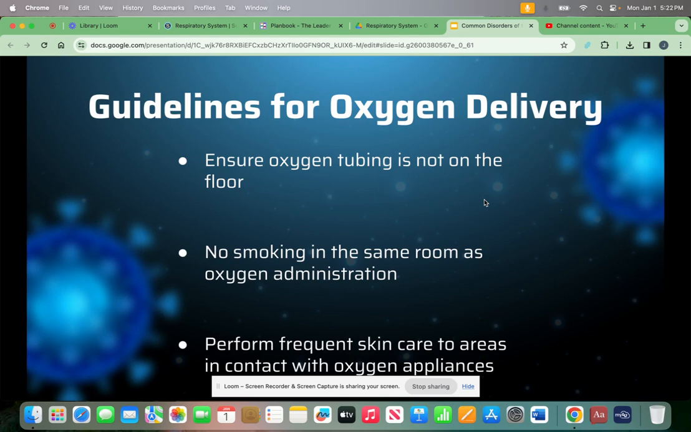Some guidelines for oxygen delivery. You want to ensure that the oxygen tubing is not on the floor. No smoking is allowed in the same room as oxygen administration. A no smoking sign should be inside and outside the resident's room. Any spark can cause a fire in the presence of oxygen, including static electricity from wool and dry air in the winter. It's important to perform frequent skin care to the areas in contact with the oxygen appliances. Patients can get pressure injuries from oxygen appliances.